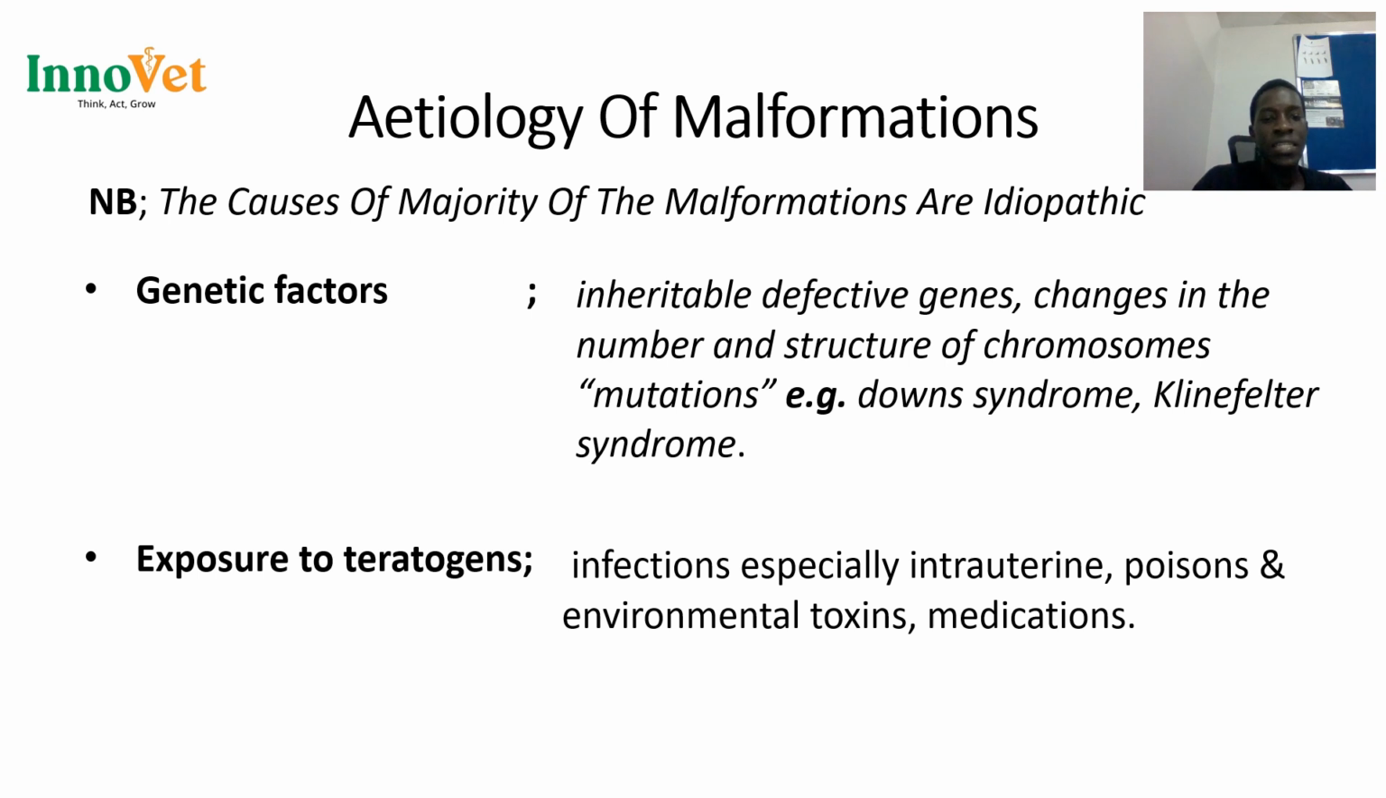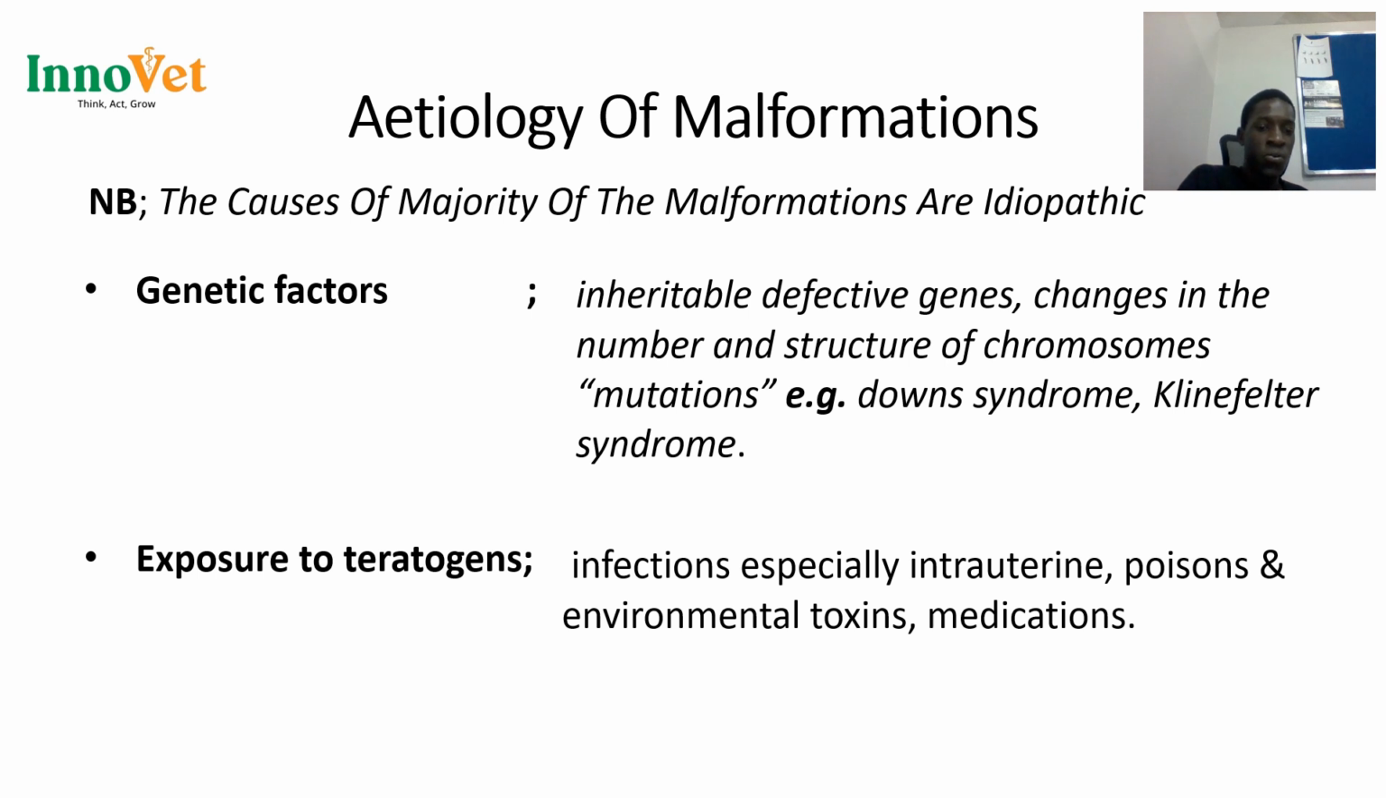The first is the genetic factors. So these genetics, especially when they interact with the environment, can readily bring about defective genes. These defective genes can be inheritable, or they can be mutations. And these can be changes in the number and the structure of the chromosomes. And this is evident in the cases of Down syndrome and Klinefelter syndrome.